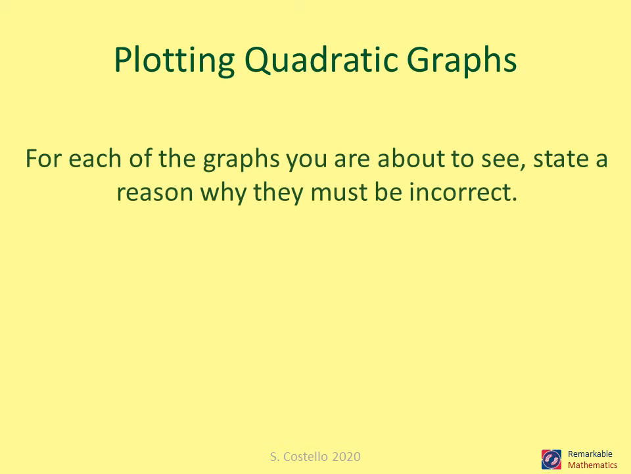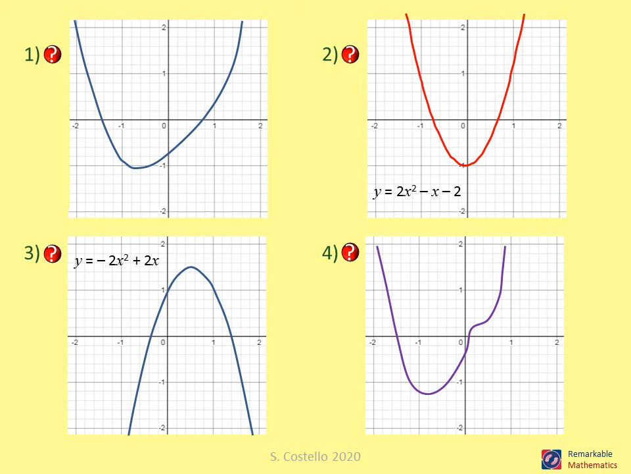For each of the graphs you're about to see, state a reason why they must be incorrect. I don't want you to try and work out any values, just look at it and say what is wrong with this graph. These are the types of things we need to be looking at once we've plotted a quadratic graph. So take a few minutes if you need it, pause the video, come back, come up with some ideas. Don't bother trying to sketch these, just make some notes. There's one thing wrong with each of these graphs.